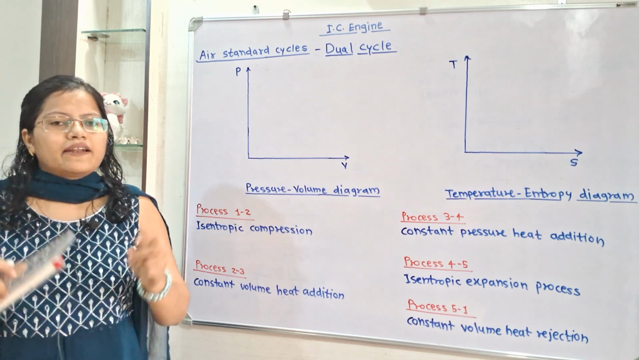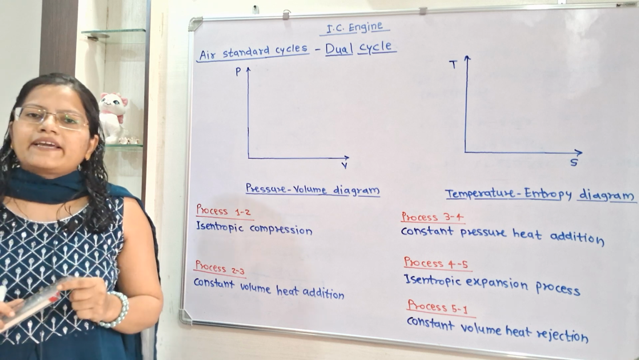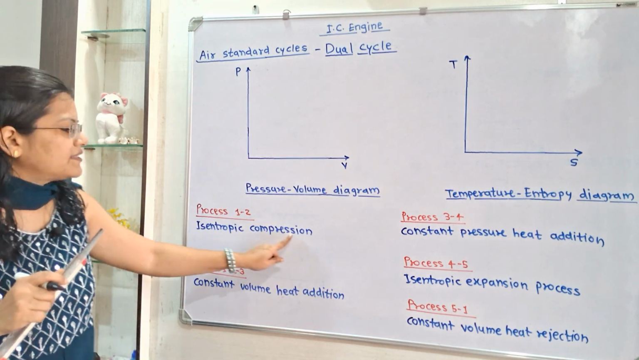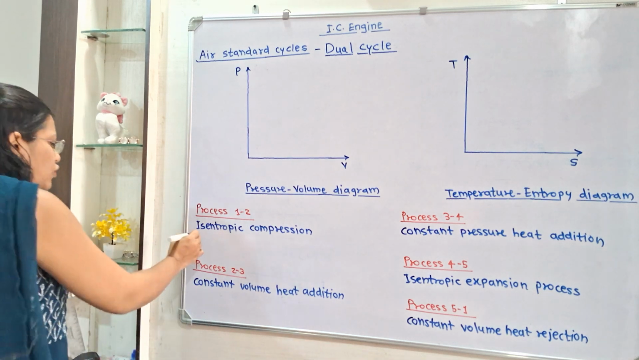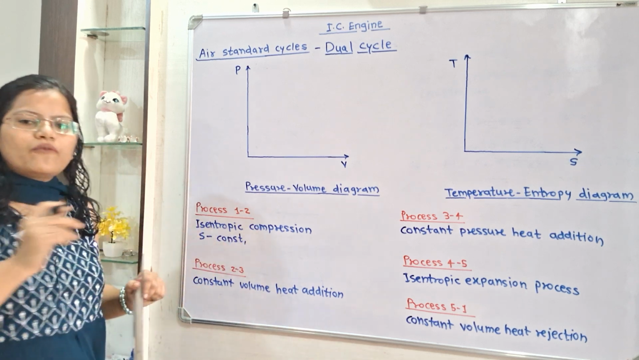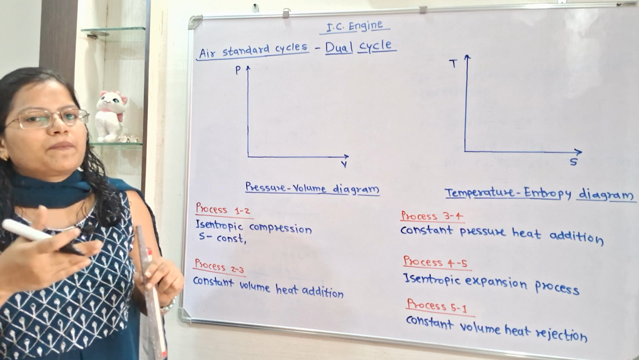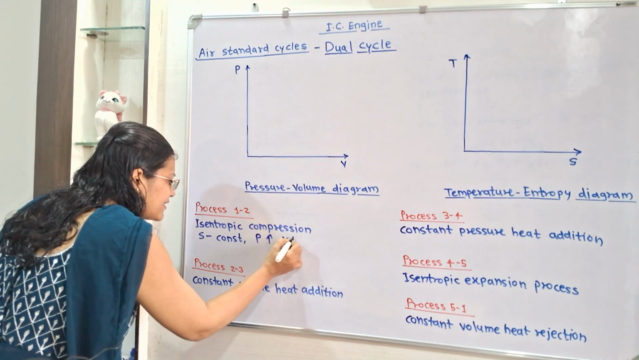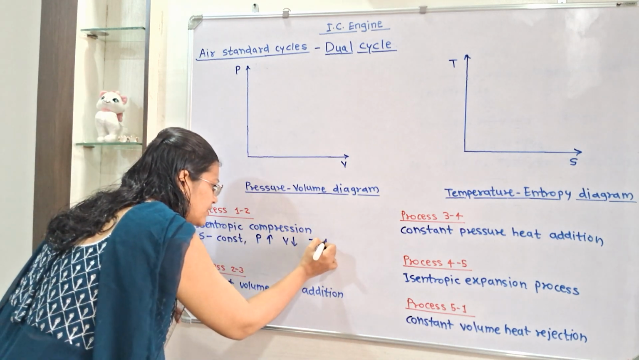Let us understand how to draw pressure-volume and temperature-entropy diagrams for the dual cycle. Process 1 to 2 is the isentropic compression process. So isentropic means entropy S will remain constant. Now what is the effect on pressure and volume? Compression means pressure increases. So we have to show an increase in pressure and a decrease in volume. As pressure increases, temperature also increases.